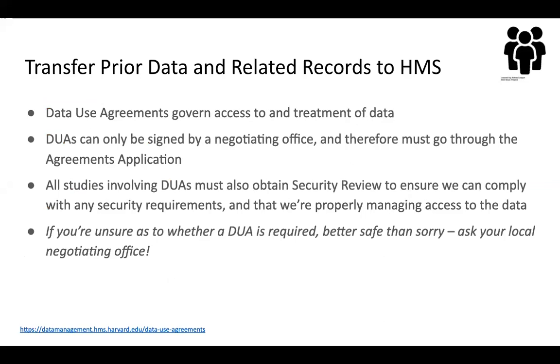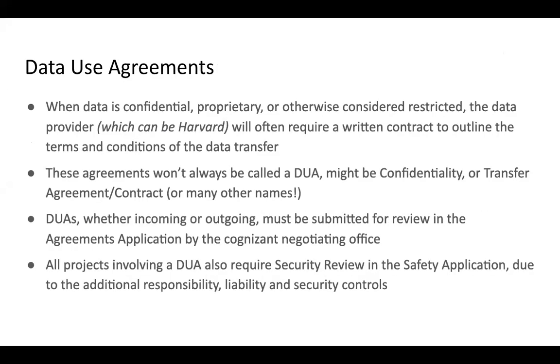So the next part of the planning process, when you're joining a new project, is transferring any prior data and related records to Harvard. In order to do this, you will need a data use agreement or a DUA. DUAs stipulate how the data can be accessed and its treatment once transferred. The HMS Office of Research Administration and the HSPH Office for Sponsored Programs are the authorized DUA signatories for Harvard and will help you with obtaining a DUA. We have more information about that process in detail if you do need to obtain a DUA, but I'll just briefly go over some parts of it.